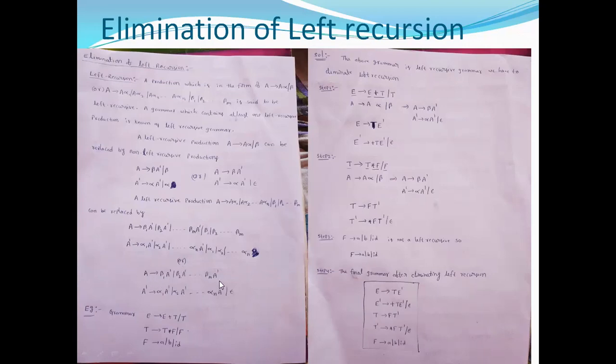So these are the productions we use in compiler design. A → β1A' | β2A' | ... | βmA'. The difference is only that β1, β2, ... βm are not included on their own here. And A' → α1A' | α2A' | ... | αnA', and we are using epsilon.